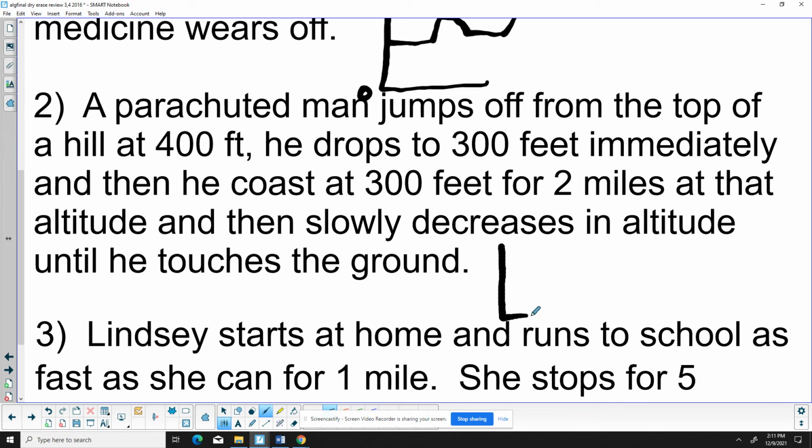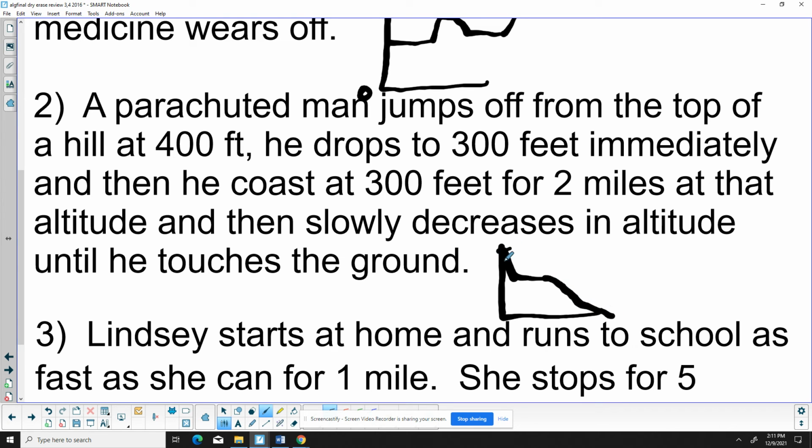All right, a parachuted man jumps off the top of a hill at 400 feet. So it's going to start up here, 400 feet. He drops quickly to 300 feet immediately. Boom. And then he coasts at 300 feet for 2 miles. So he's going to stay at 300 feet for a minute. And then he slowly starts to decrease in altitude until he touches the ground.